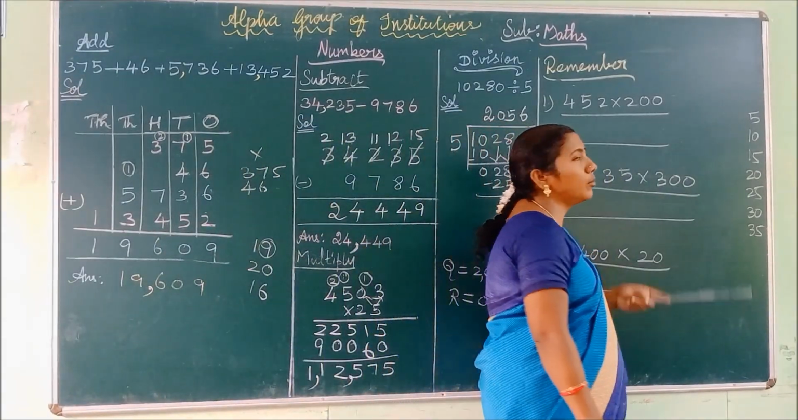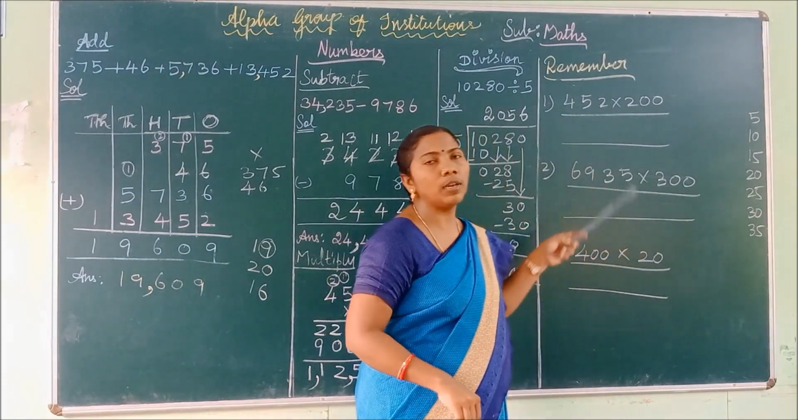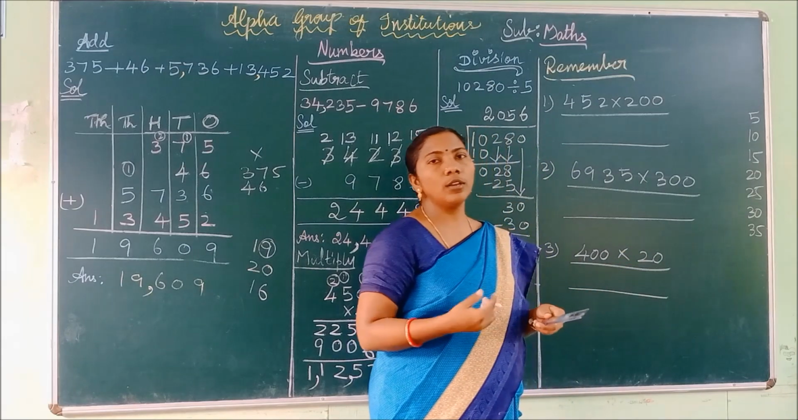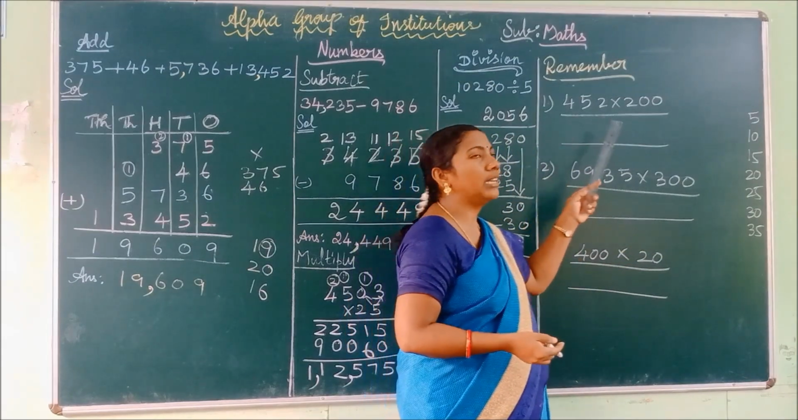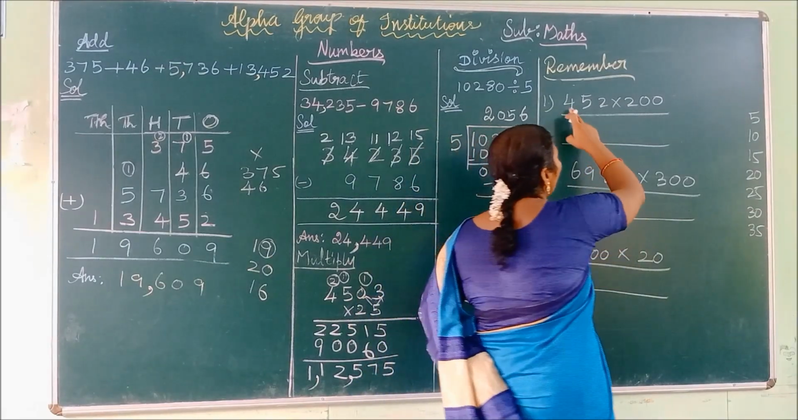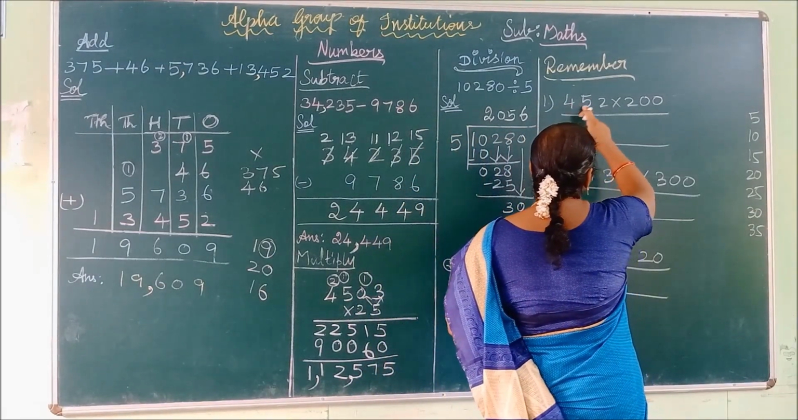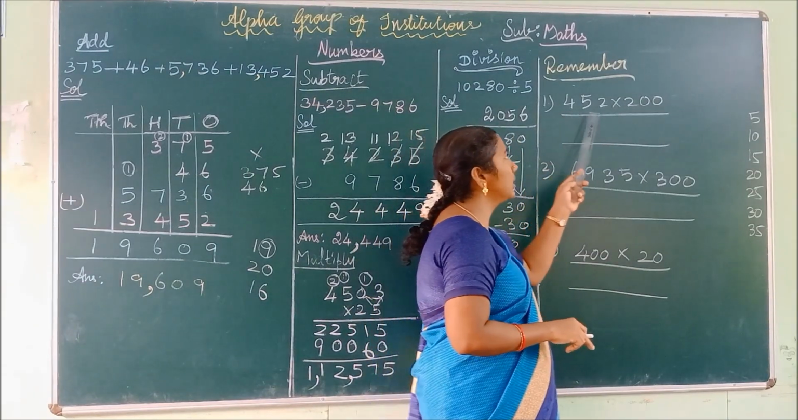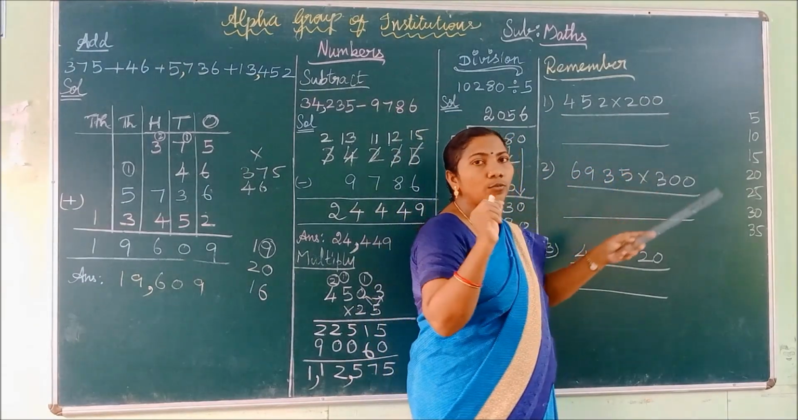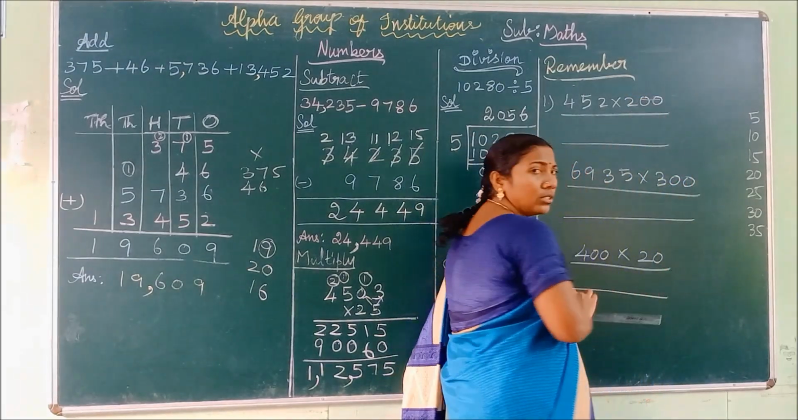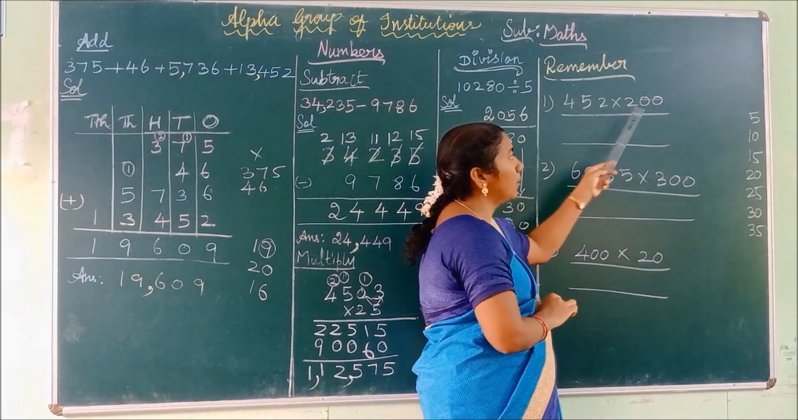See here, these are the multiplication sums. Observe the numbers. Here we have the numbers ending with 0. Now we are going to see how to multiply the numbers ending with 0 easily. Okay. See here, 452 into 200. Before multiplying this number by 200, we first strike out the zeros, or forget the zeros, and then multiply the given number by the remaining number.